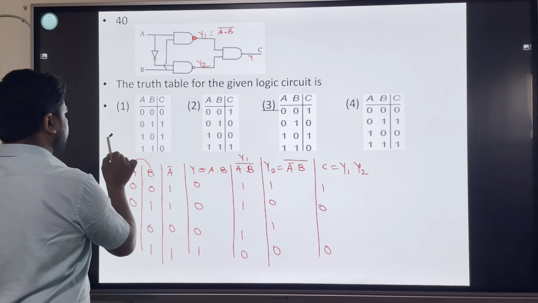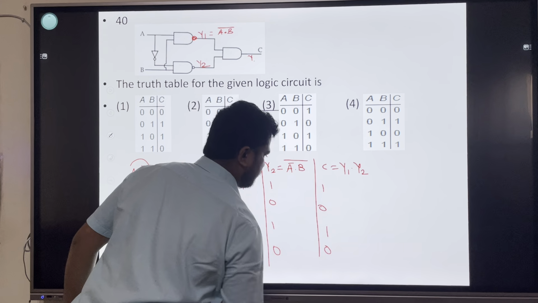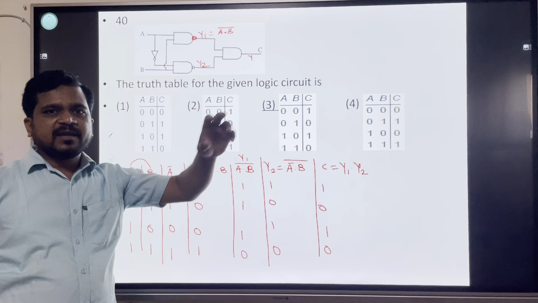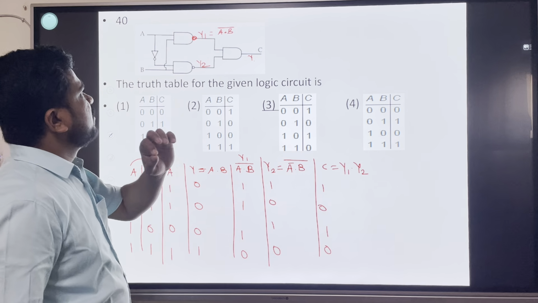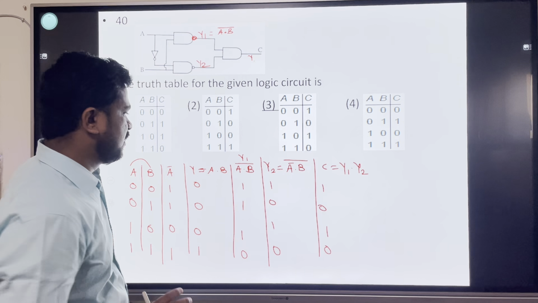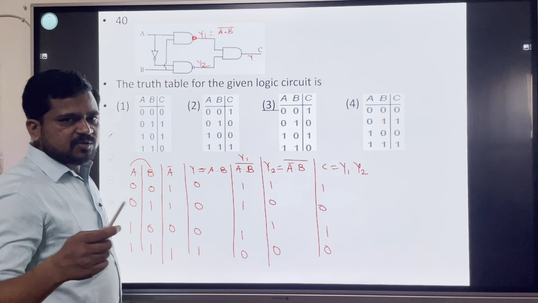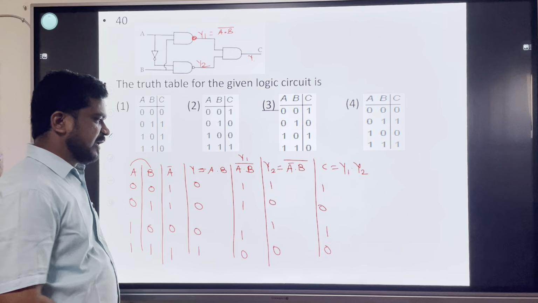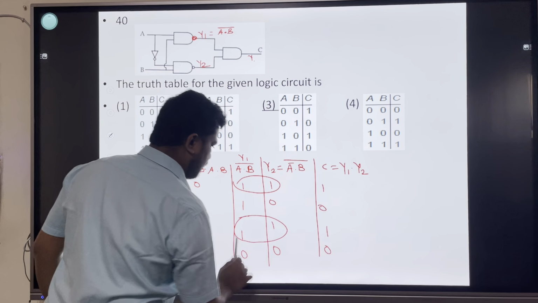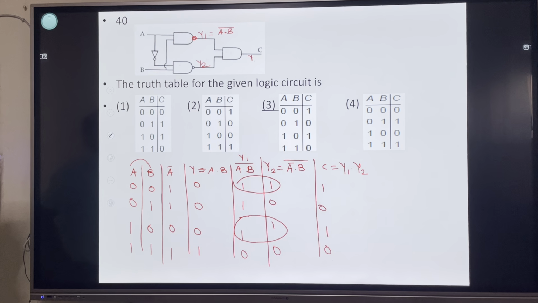In multiplication, if one of the inputs is 0, the output is 0. If all the inputs are high or 1, the output is 1. Here the inputs are 1, 1, 1, so the output is 1.